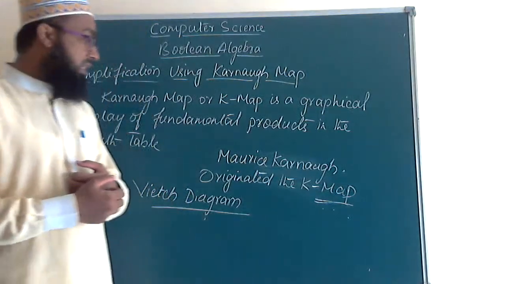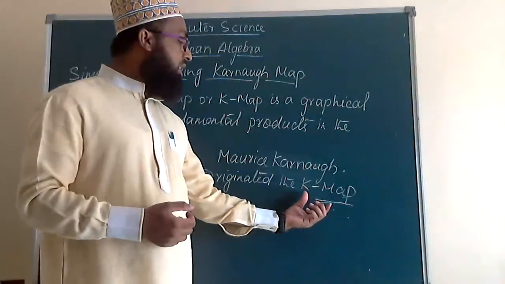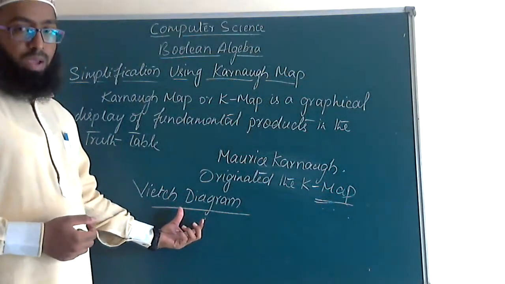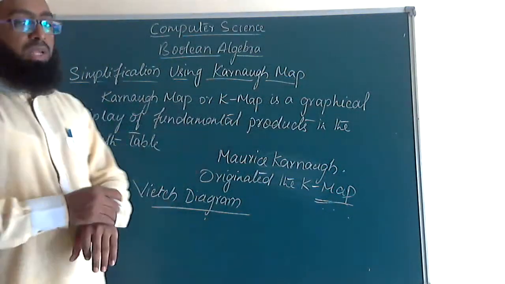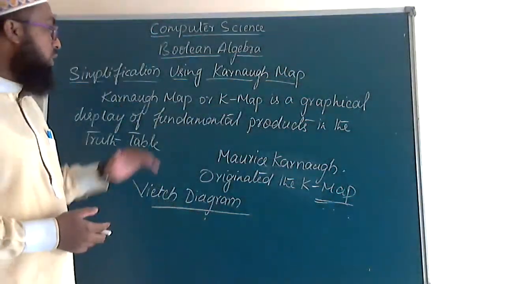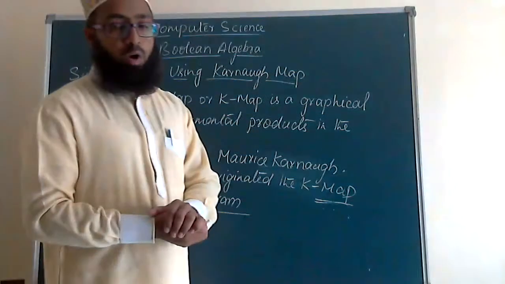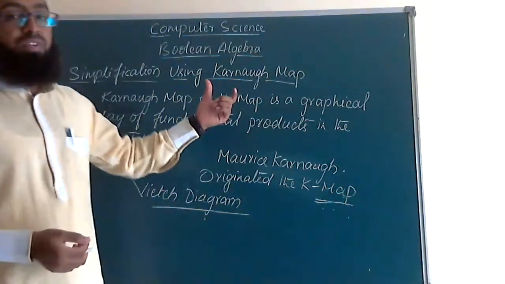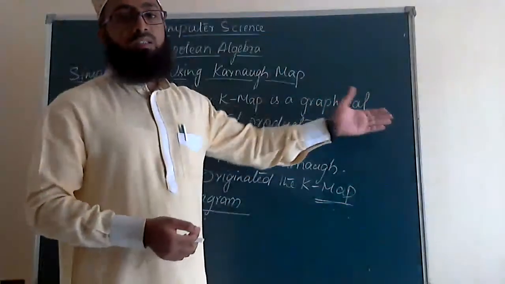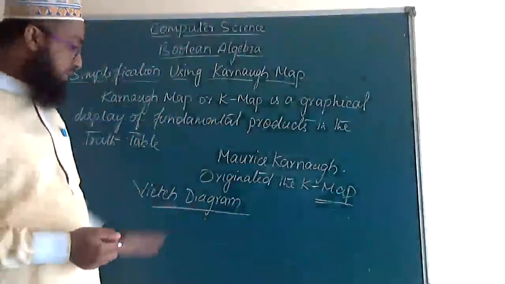You may get a question for this: what is K map, or what is the other name for K map, or explain the Karnaugh map, or define the Karnaugh map. At that time you have to define that the Karnaugh map or K map is the graphical display of fundamental products in the truth table.